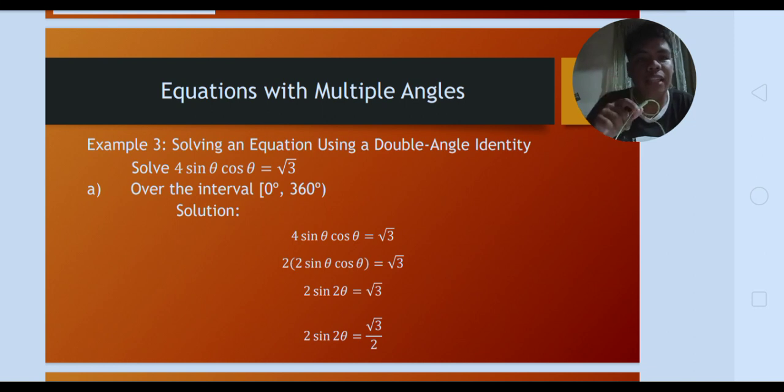We factor out the 2. And then, applying the sine double angle identity, which results in 2 sine 2 theta is equal to square root of 3. And then we divide both sides by 2.